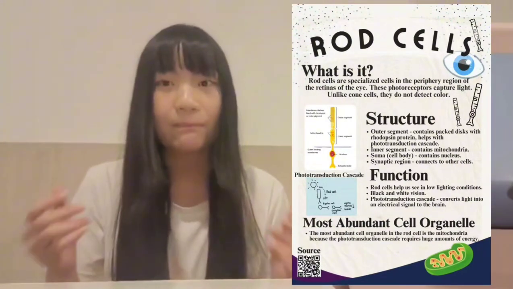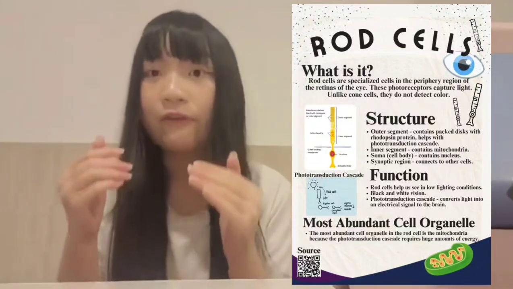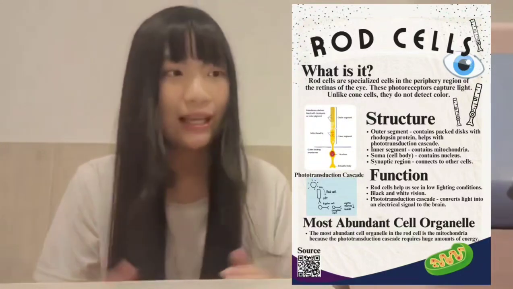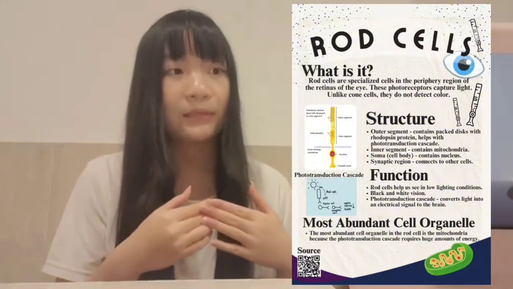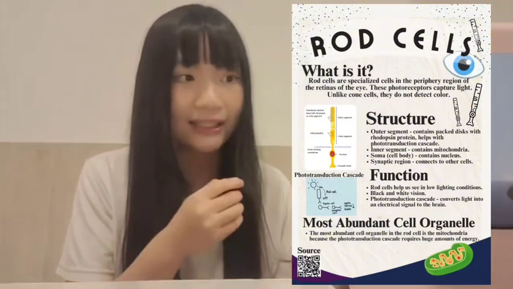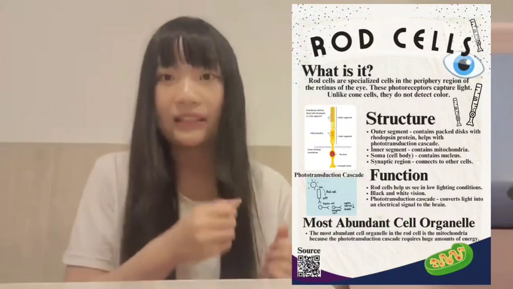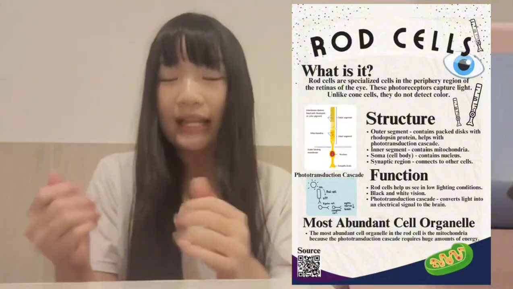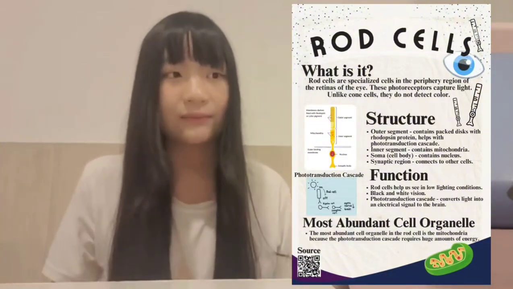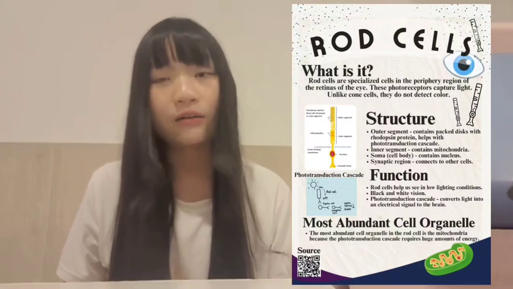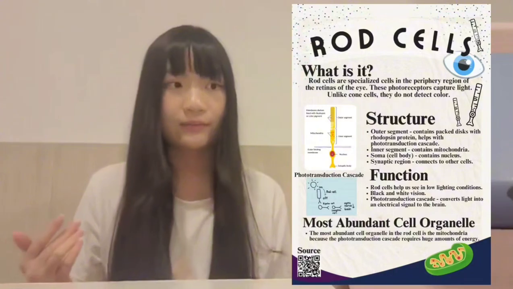Well, they are found at the back of the eyes, at the retinas, and more specifically, they're found in the peripheral region of the retinas. Anyways, rod cells are photoreceptors, and what photoreceptors do is that they capture light and then convert the light into an electrical signal, and then they send the information into the brain so that we can see the world around us and perceive the world around us. Anyways, unlike cone cells, rod cells do not detect color, so there is no color vision.